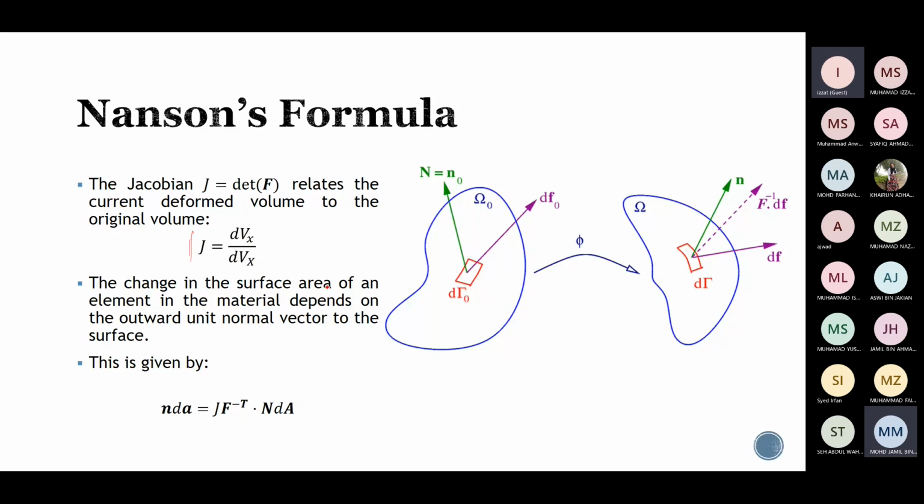So the change in the surface area, let's say if you have a small volume here, and then we want to determine the change in this surface area after some deformation. Maybe its area changes. So the change in the surface area on an element in the material depends on the outward unit normal vector. It depends on this vector normal to that surface. So its formula is this one. Okay, so not going to be used now. This is just introduced now. Later on we will use this, not now.